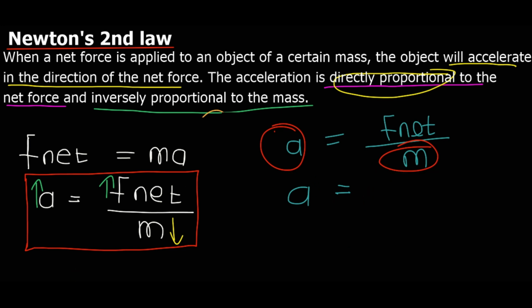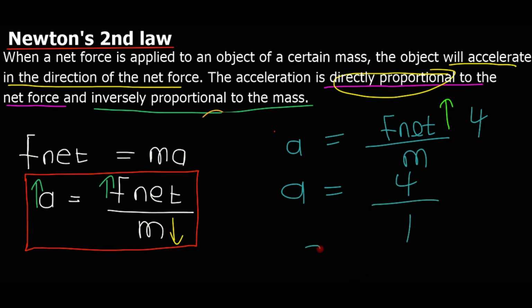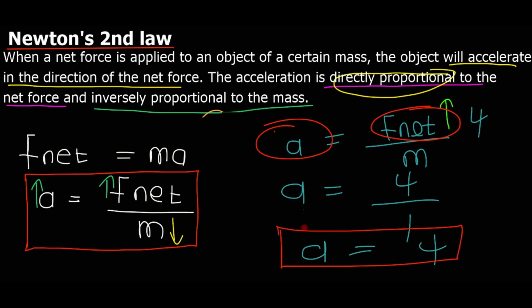And now let's see what will happen to the acceleration if we increase F net by a factor of 4, and this mass remains constant. Because this one remains a constant, it will be 1. So a equals 4 over 1, and then a equals 4. It really makes sense. If we increase F net by a factor of 4, we expect our acceleration to increase by a factor of 4. So indeed acceleration is 4, increasing by the same factor as the F net.